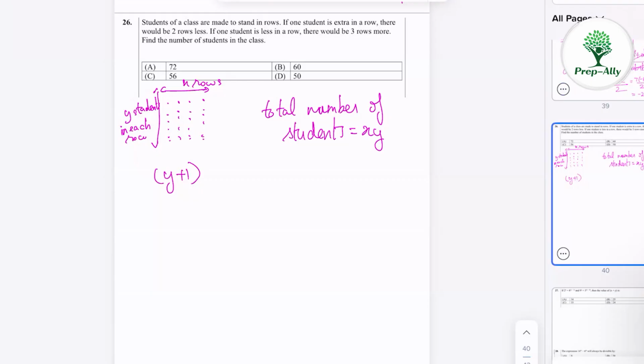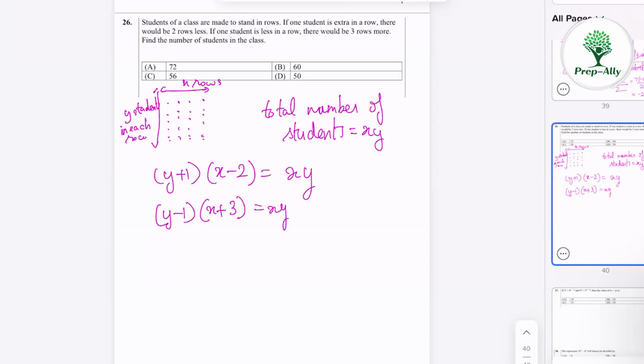If one student is extra in a row, that is y plus 1, right? There would be two rows less. So y plus 1 into x minus 2 equals xy, right? But the total number won't change, right? And similarly, if one student is less in a row, there would be three rows more. So y minus 1 into x plus 3 equals xy, right?